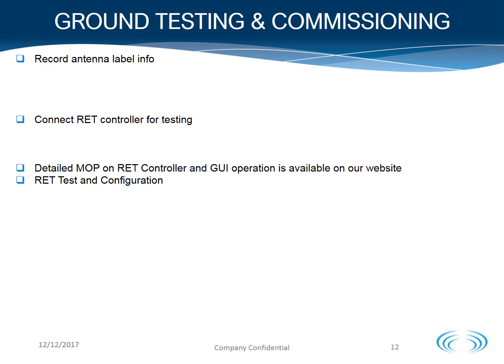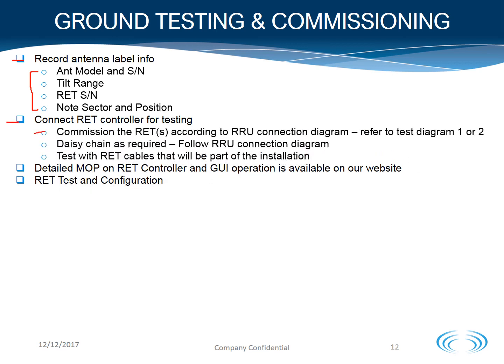Ground testing and commissioning. Start by recording the antenna label information. Remember the importance of the items on the label and keep good records for your closeout package. Connect RET controller for testing. Commission the RETs according to the RRU connection diagram. Refer to test diagram 1 or 2.